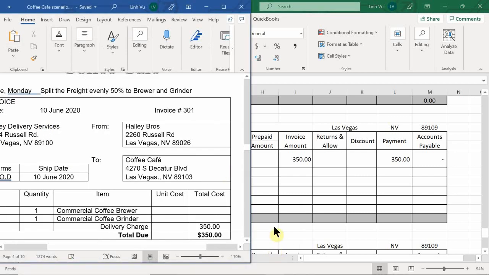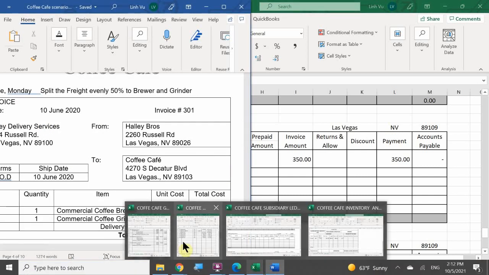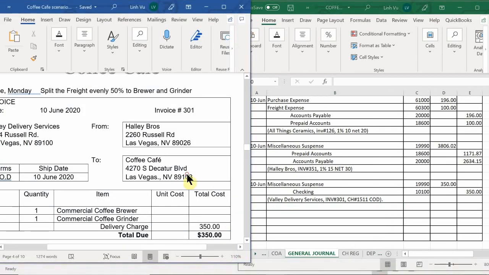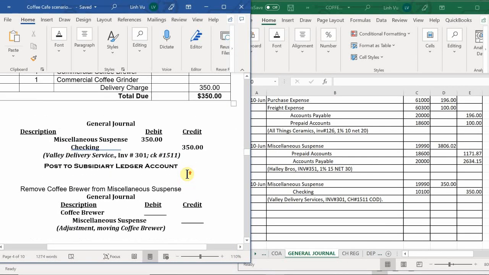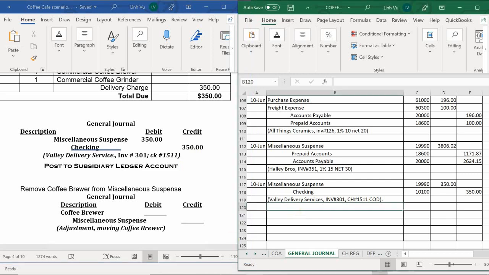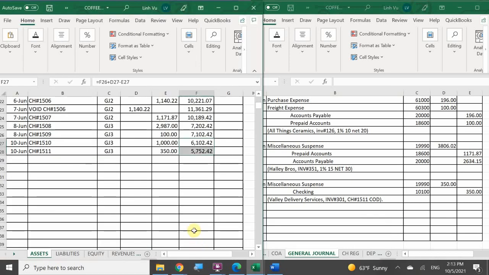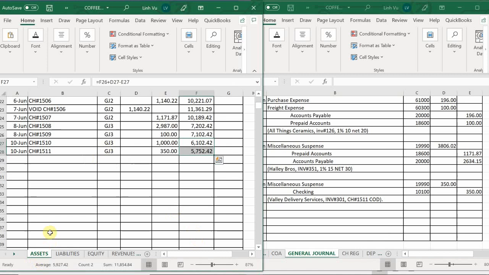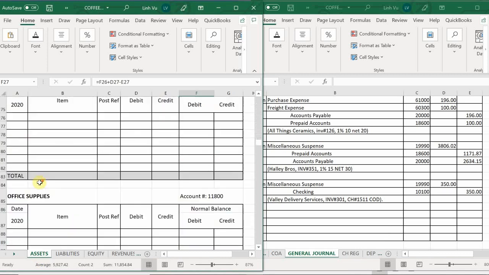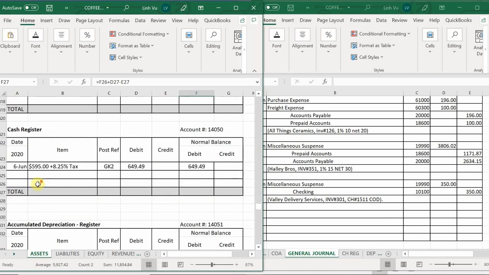Now, remove the coffee brewer from the miscellaneous expense. Yep, there you go, right? Next thing we gotta do is remove the coffee brewer from miscellaneous expense. So that means we need to take it out of miscellaneous expense and put it in its proper account. So let's take a look at miscellaneous expense because we need to figure out how much the coffee brewer is worth. So let's take a look at our ledger again, right? And see what my coffee brewer is going to be.